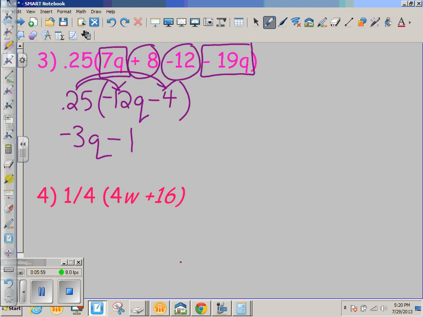Now, if you're wondering, what if I forgot to combine my like terms within my parentheses and instead I just distributed the 0.25 to each term, would you in fact get the same answer? And the answer to that question is yes, you would. If you did it the other way, I'll show you what to do with that.